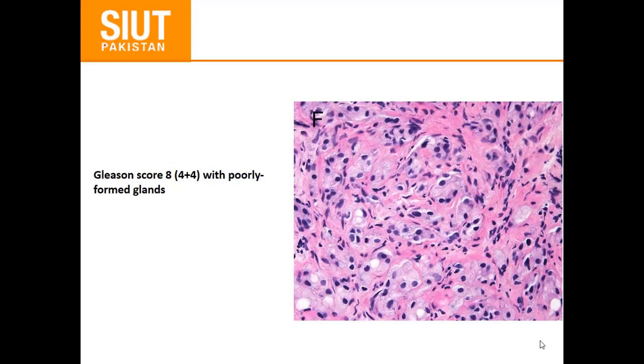Here we can appreciate another slide. This is grade 4 as the most dominant, and the second most dominant is also 4. The 4 plus 4 is 8, with poorly formed glands. We cannot appreciate glands well, but we can see the glands a little bit far apart.